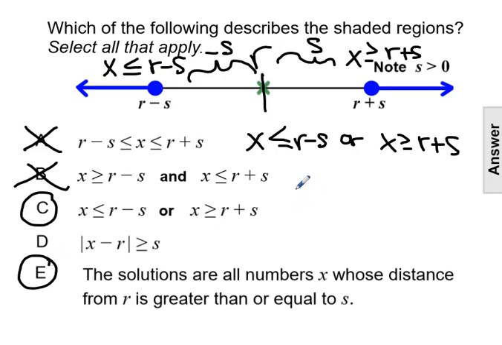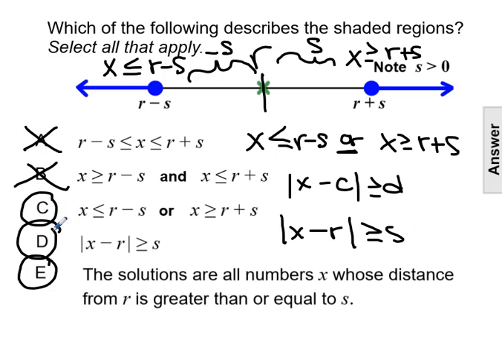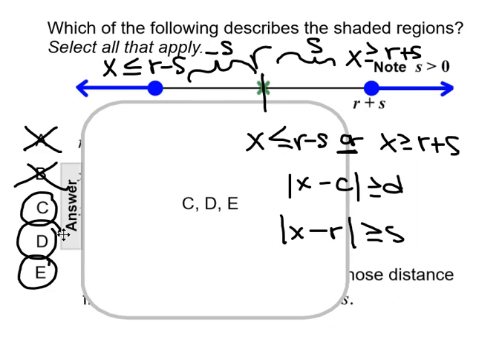If we actually use our absolute value model, an absolute value inequality, x minus the center would be greater than or equal to the distance. We're not using C and D though, we're using r as our center. Greater than or equal to s, which matches up with D. So C, D, and E are all true about the shaded region above. We have or compound inequalities, the literal description, or a greater than or equal to absolute value inequality.